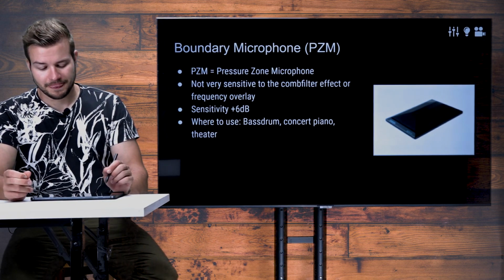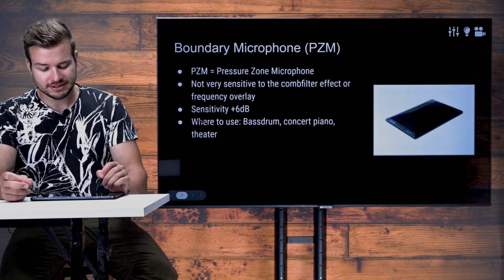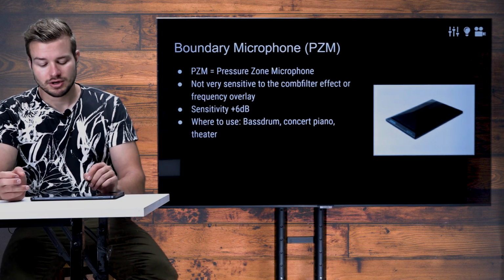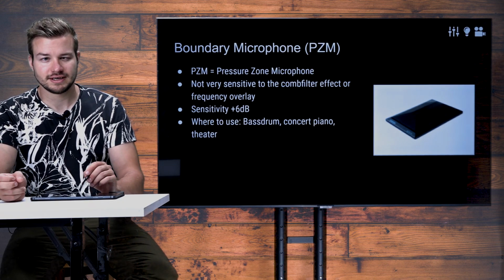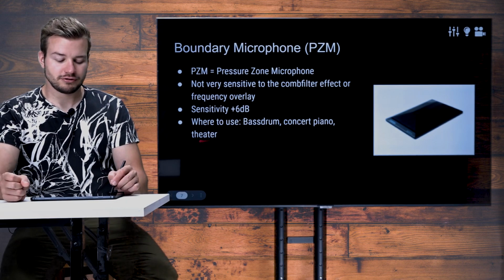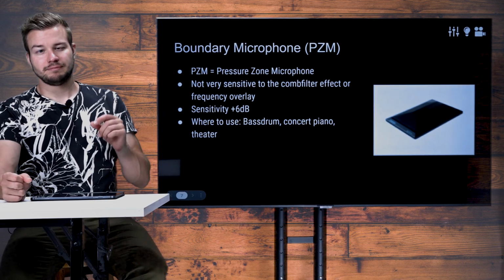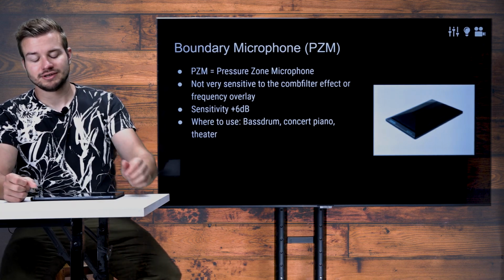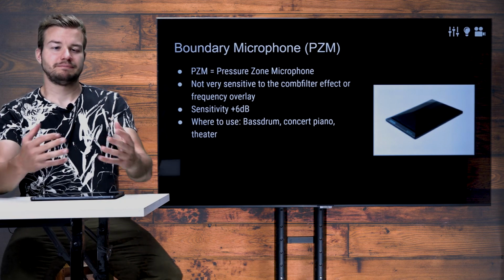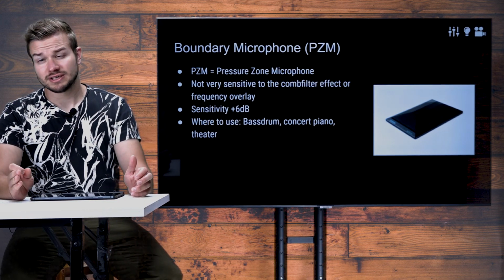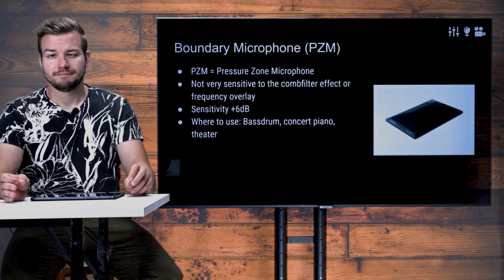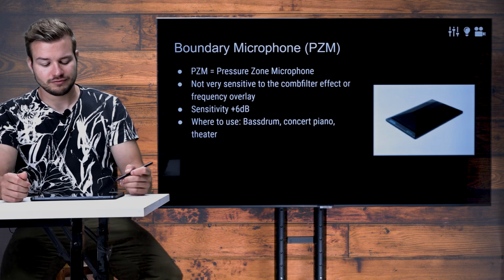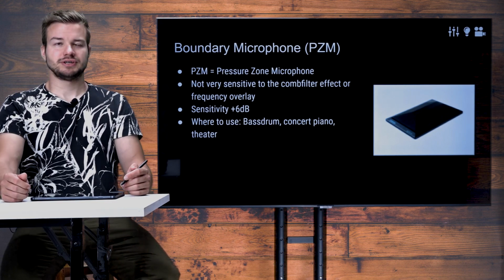And yeah, the most common use, as I said already, is the bass drum. Sometimes you can also put it into a concert piano, so that's another location it's often used. A third one would be in a theater. If the people cannot wear headsets, it has sometimes been placed on a table, let's say when the people in the theater sit around the table. The audience cannot really see the mic because it's so flat, but it can still catch all the speaking. So that's another point where you could use the PZM, the boundary microphone.